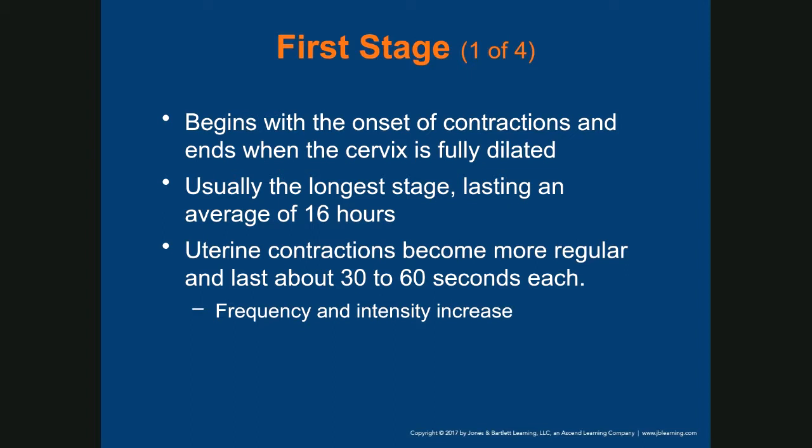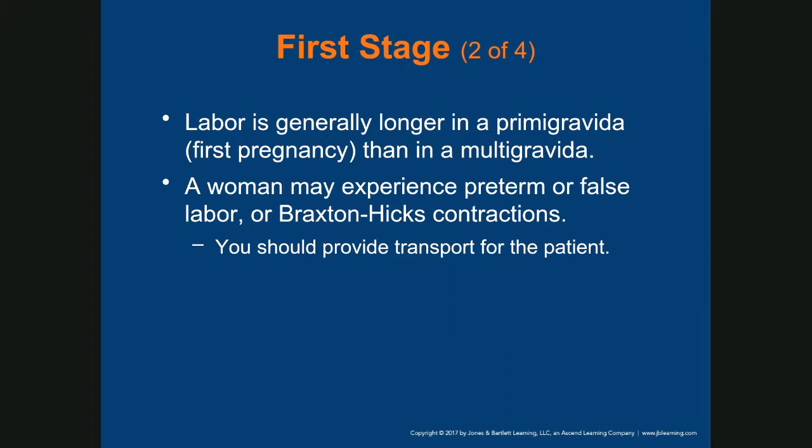So usually though, this is the longest stage. Uterine contractions become more regular and last about 30 to 60 seconds each. Frequency and intensity will increase with each contraction.